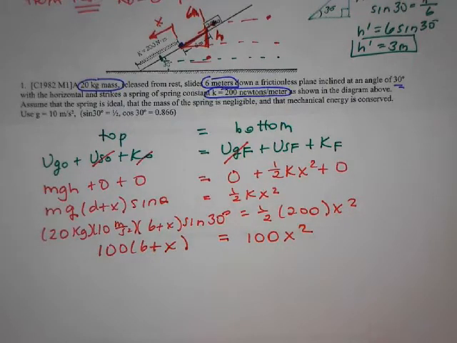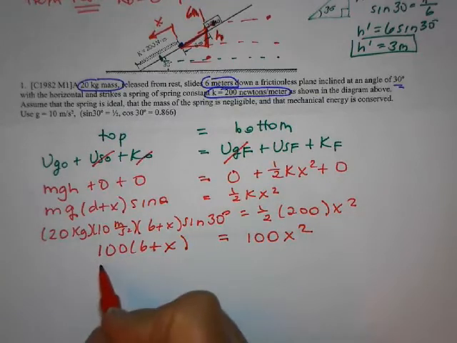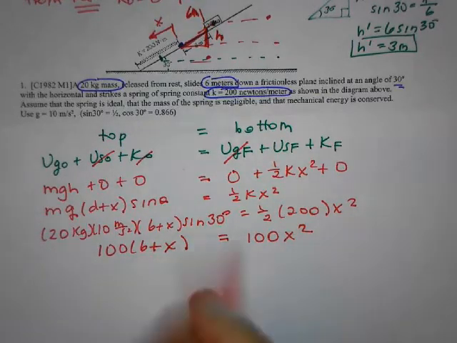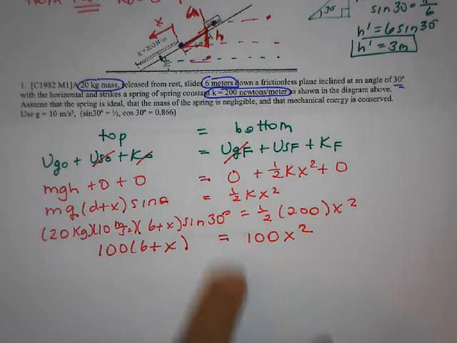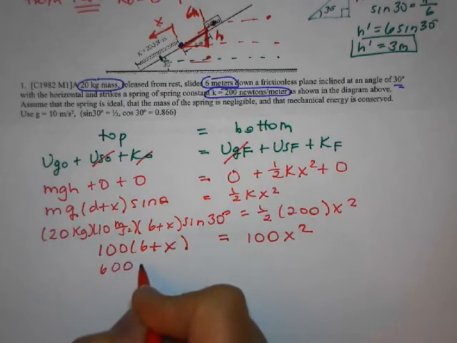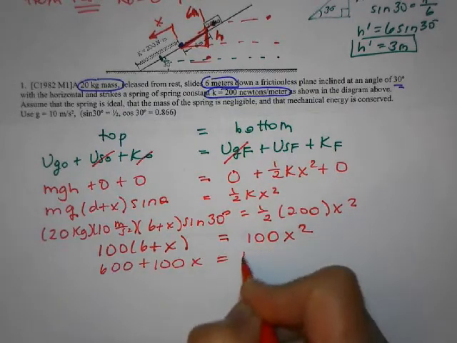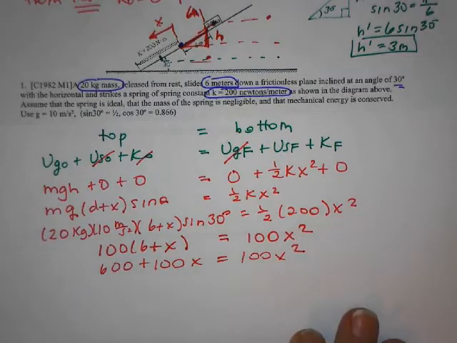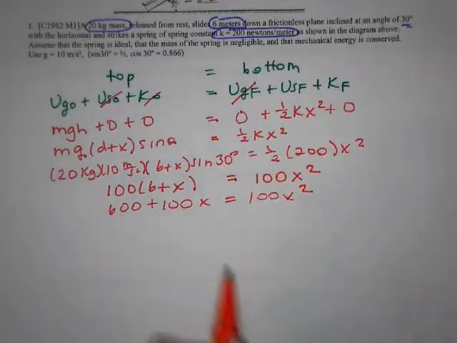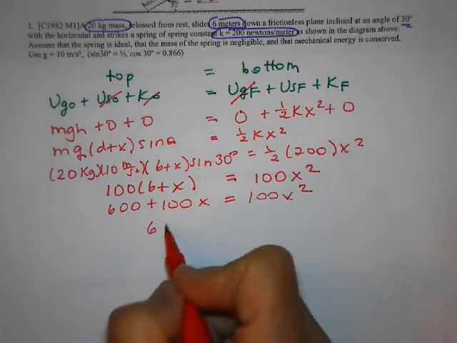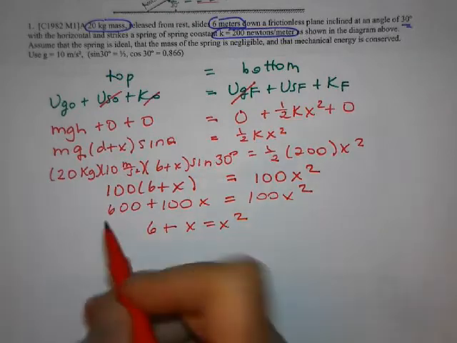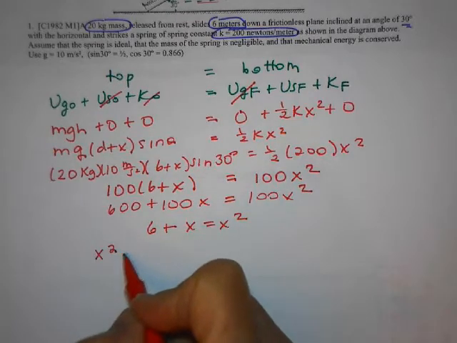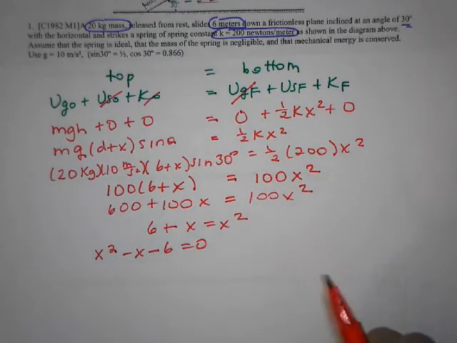So now I'm going to pull this out because I don't want to make a mistake. This is where people understand the physics and then they make algebra mistakes. So I'm going to have 600 plus 100x is equal to 100x squared. So I can divide by 100. So then I'll have 6 plus x is equal to x squared. So in quadratic form, you would have x squared minus x minus 6 is equal to 0.